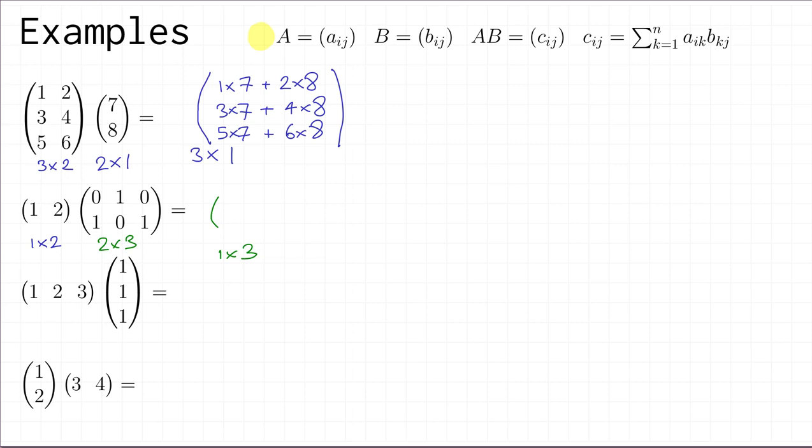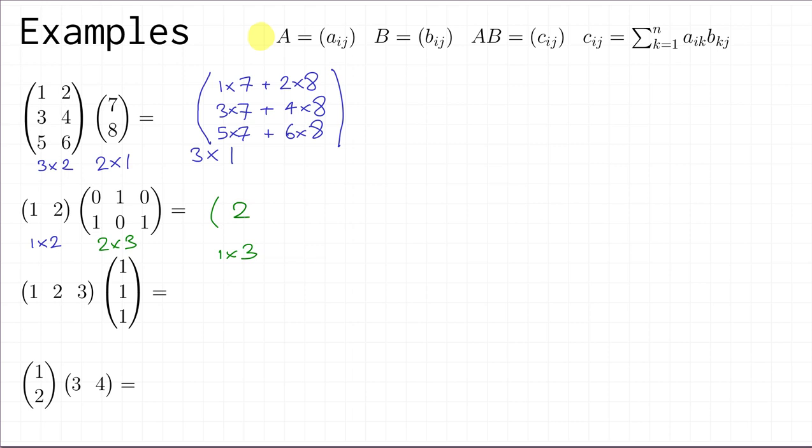So let's work out some of the entries. The 1, 1 entry will be obtained by multiplying the first row of our first matrix into the first column of the second matrix. So I'll have 1 times 0 plus 2 times 1. So that is 2. Even I can work that one out.